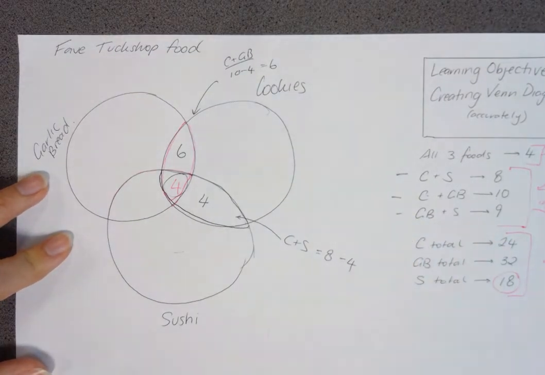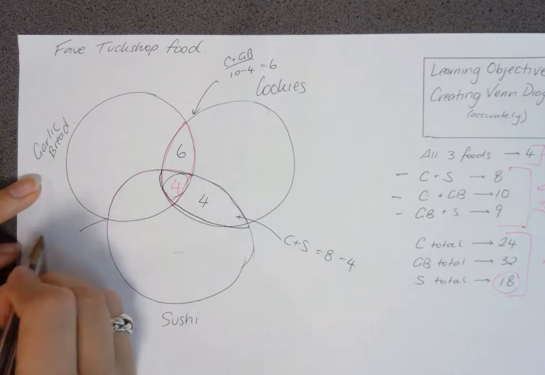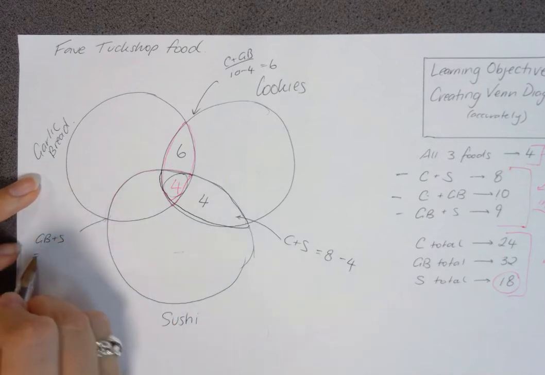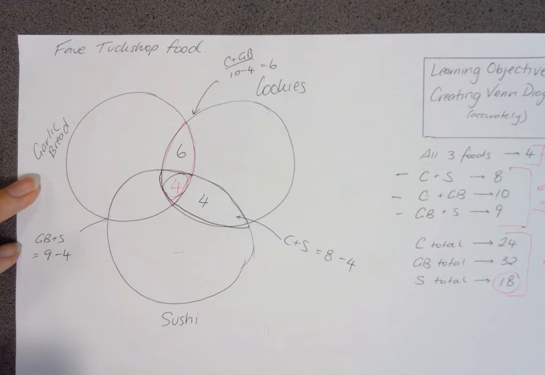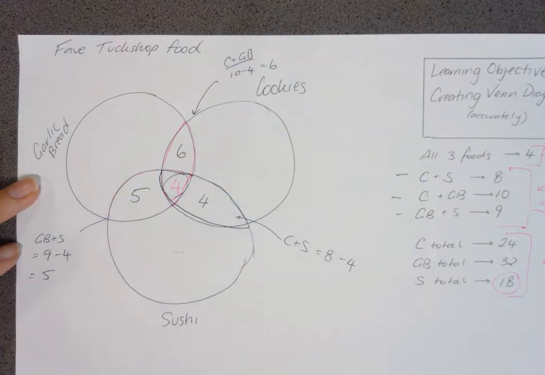Let's keep going like this. We've got garlic bread and sushi is 9, so here's our garlic bread and sushi. Garlic bread plus sushi will equal 9. Take our 4 in the middle already, which gives us 5. All right, so we're nearly there. We've only got 3 left to go.